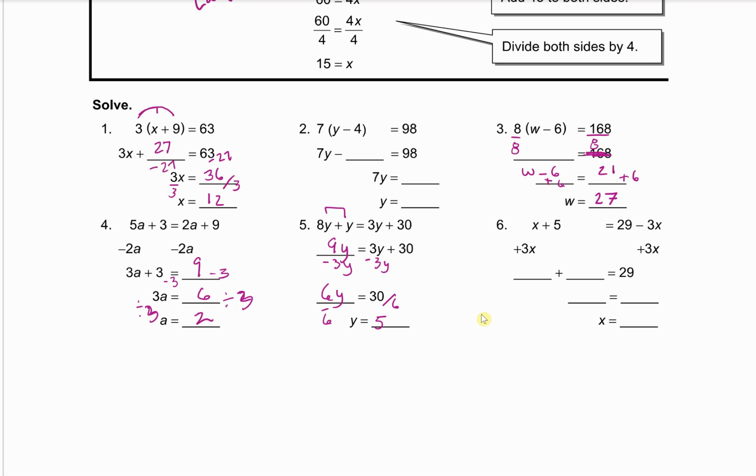Here I have x plus 5 equals 29 minus 3x. Now, technically 3 is more than 1, but this is negative 3. So it is smaller. So I'm going to add 3 to each side. So I get 4x plus 5 equals 29. If I subtract 5, I end up with 4x equals 24. And if I divide by 4, I get x equals 6.